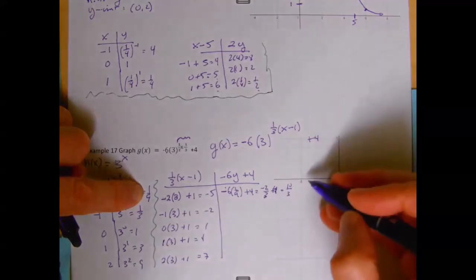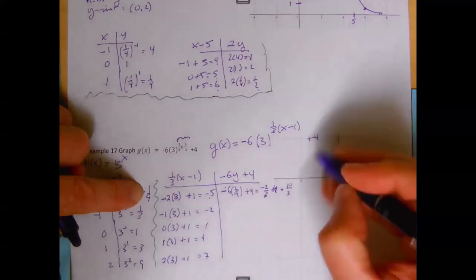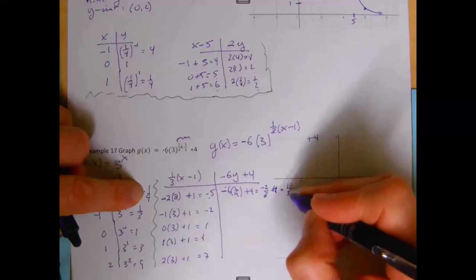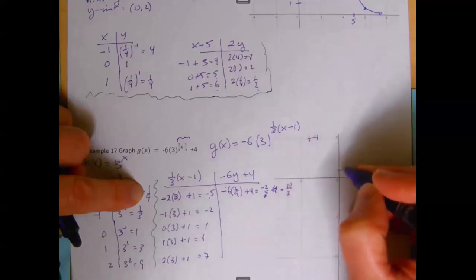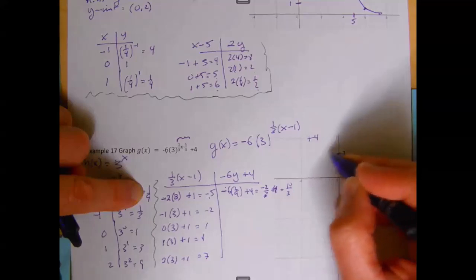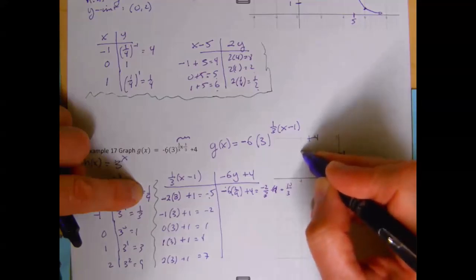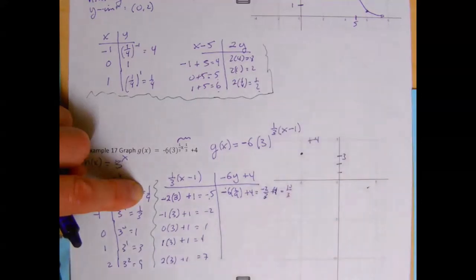So the first point on this graph here is -5 and 10/3. This is 3 and 1/3. So 1, 2, 3, yep, 4, 5. Okay, 3 and 1/3, -5, 3 and 1/3. So about right there. There's that point. -5 and 3 and 1/3.